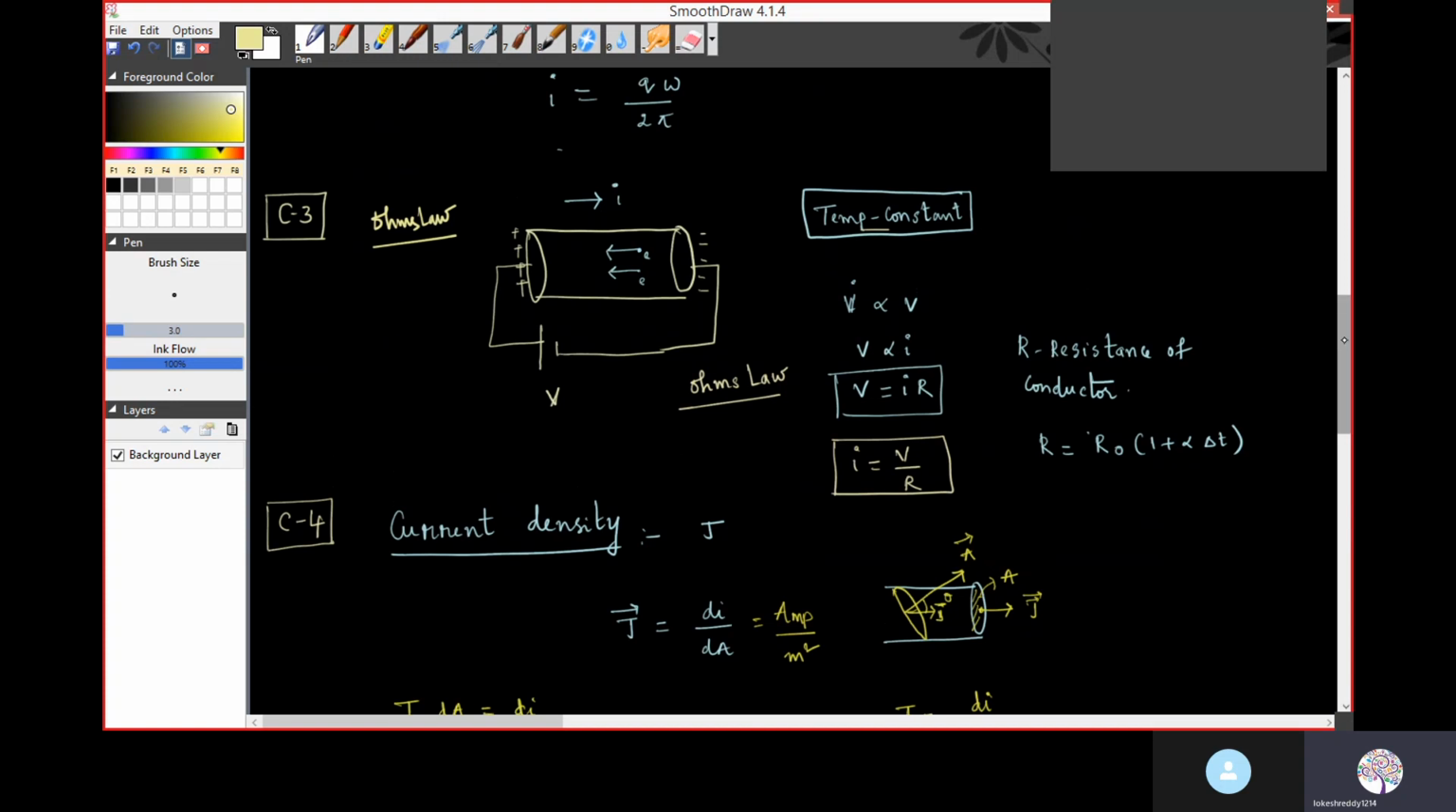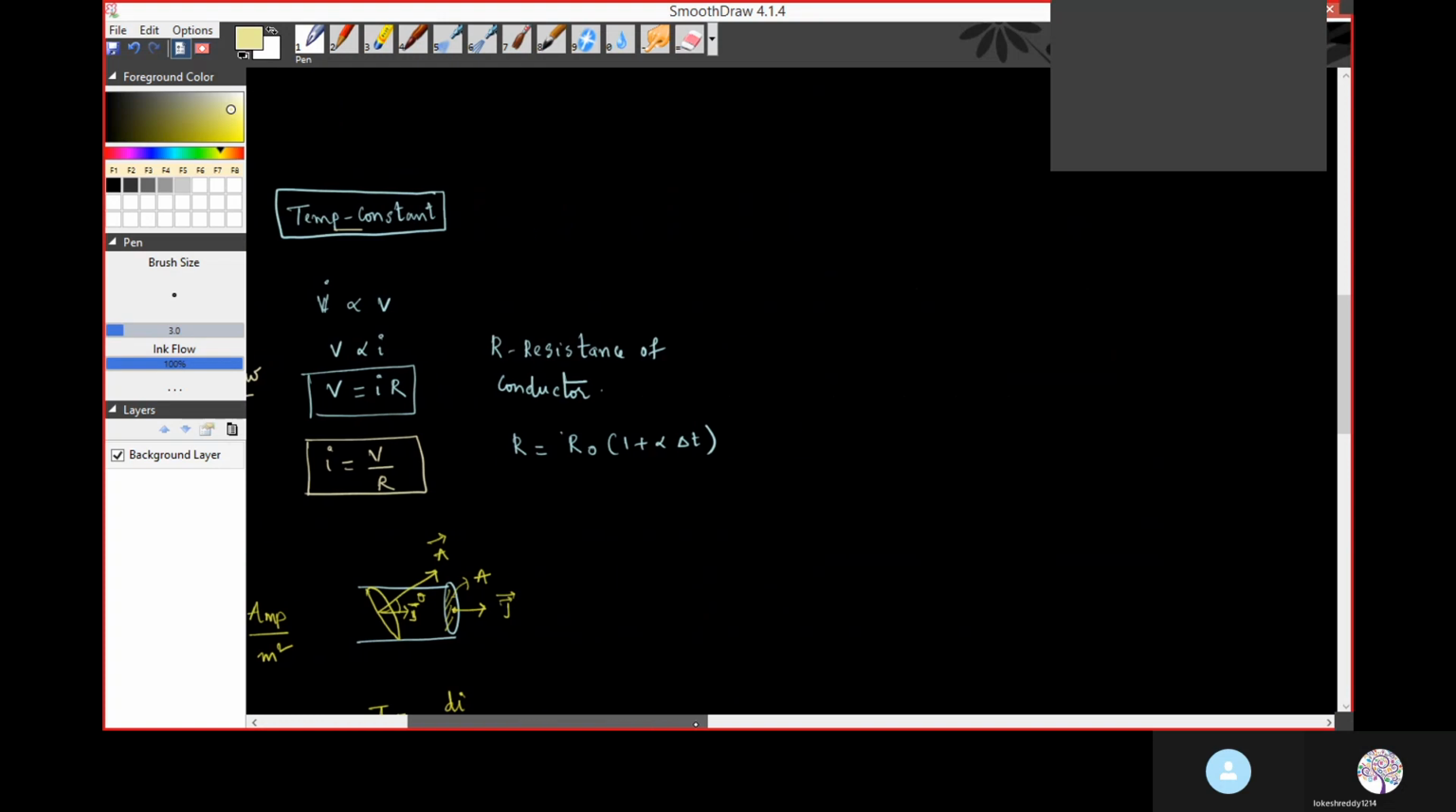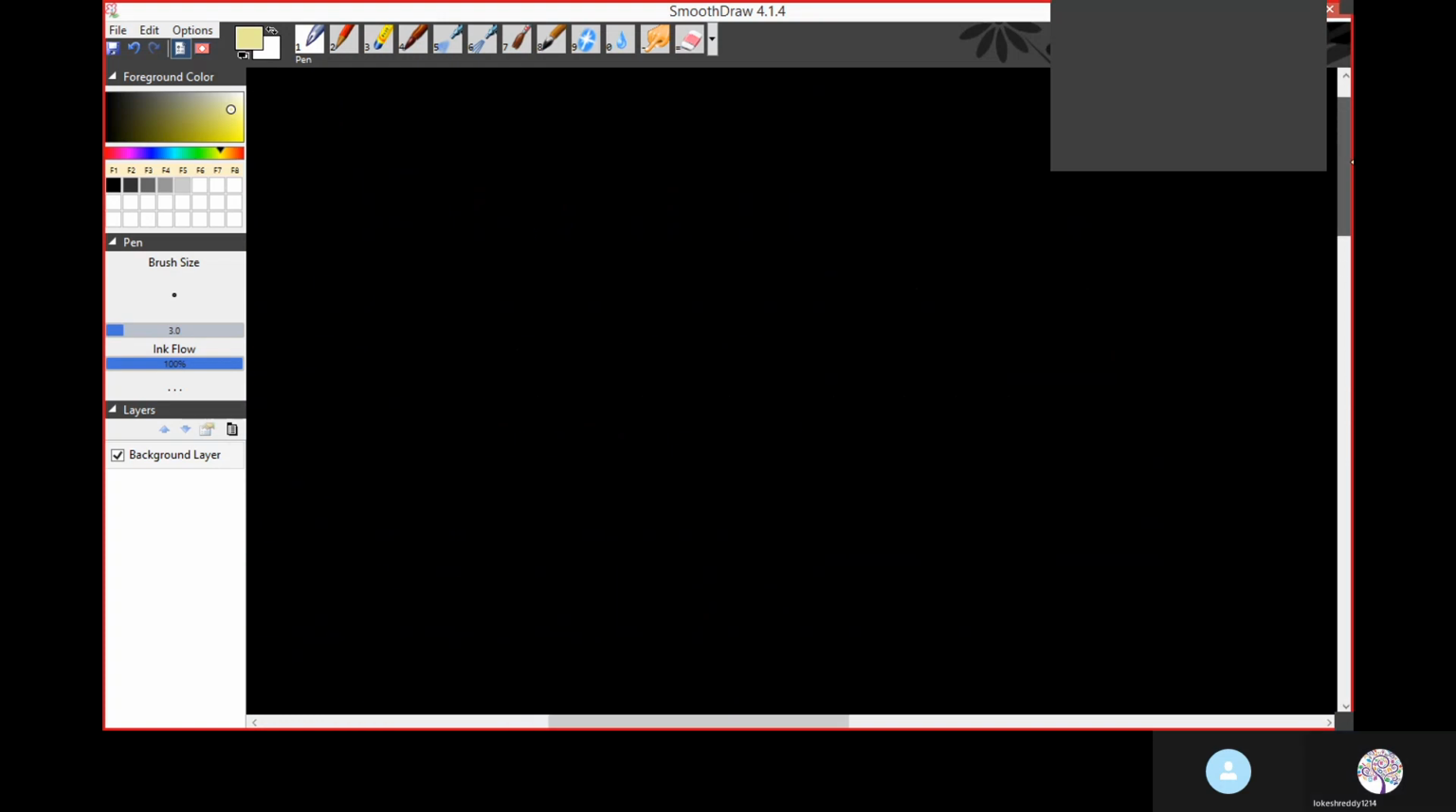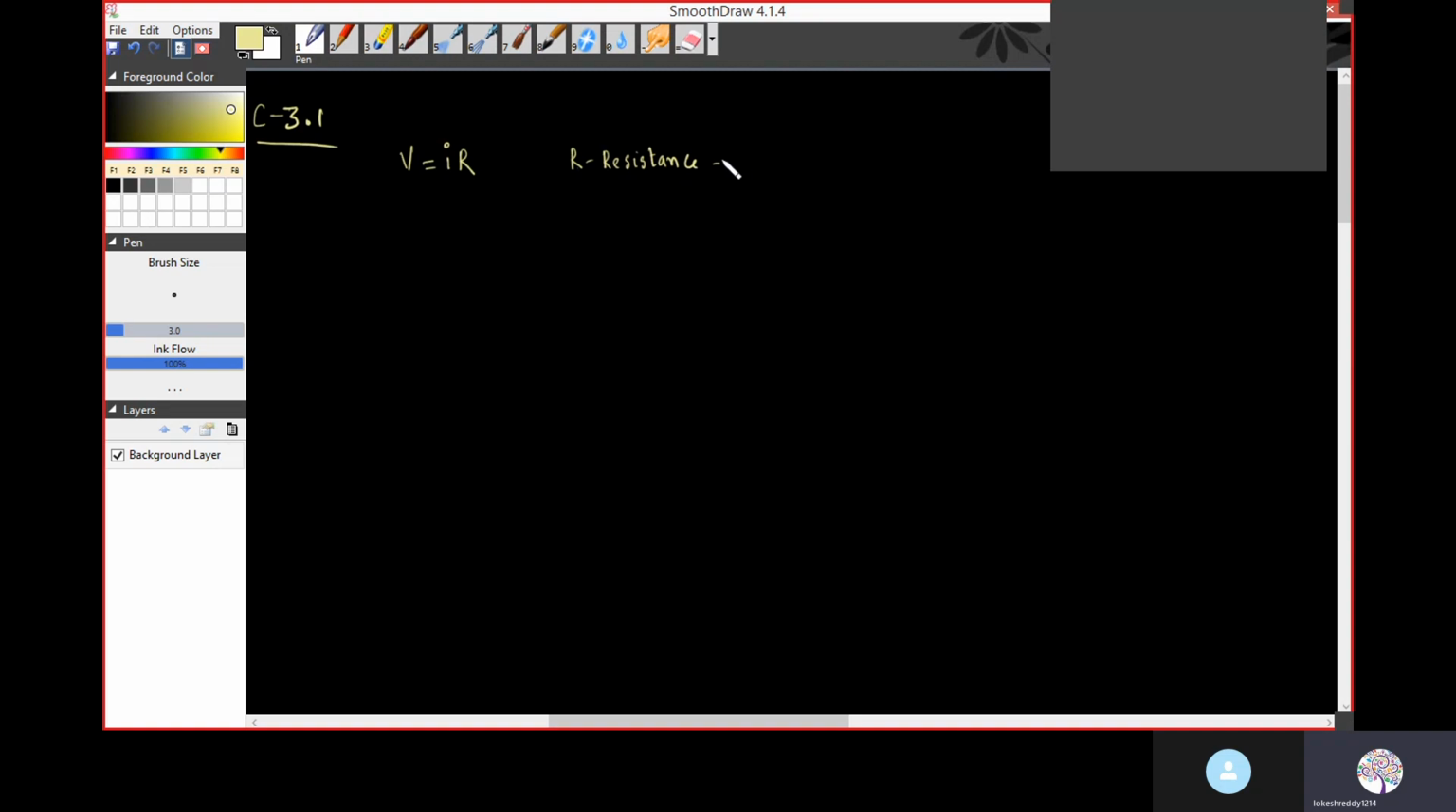Let me discuss more about this Ohm's law, C3.1. Now V is equal to IR. This is Ohm's law, where R is a proportionality constant called resistance, which is constant.